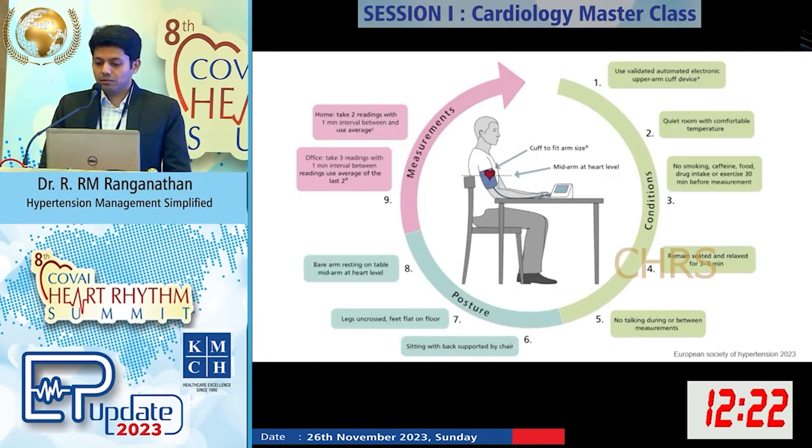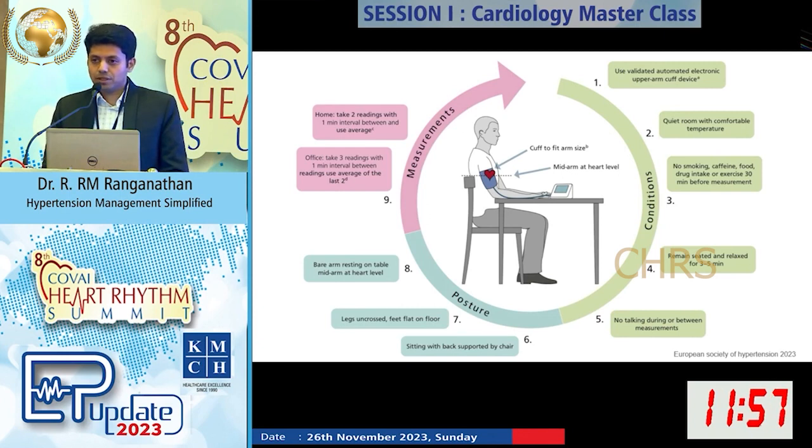This is a very well-known slide to many of us. This is how we record blood pressure. When the patient comes to the clinic, make sure he is in a quiet environment. He shouldn't have smoked, he shouldn't have had coffee or food in the prior 30 minutes before we check blood pressure. With regards to the sitting position, he has to be seated on a chair with a backrest. The feet have to be on the floor. The legs shouldn't be crossed. And when you tie the cuff, make sure you tie it on the bare arm.